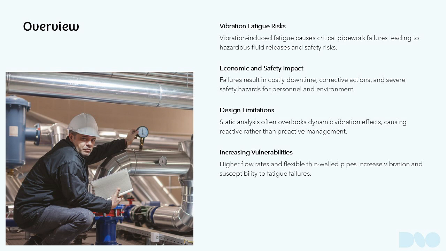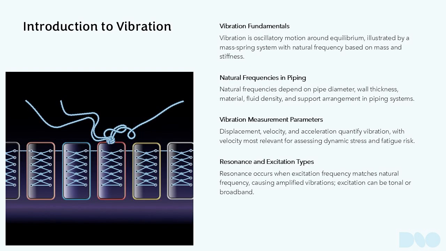Vibration is defined as an oscillatory motion about an equilibrium position, and it can occur in any structural system, including piping networks. A simple analogy is a mass spring system. When displaced and released, the mass oscillates at its natural frequency, which is determined by the system's mass and stiffness. In piping systems, natural frequencies are influenced by factors such as pipe diameter, wall thickness, material properties, fluid density, and the arrangement of supports and valves.